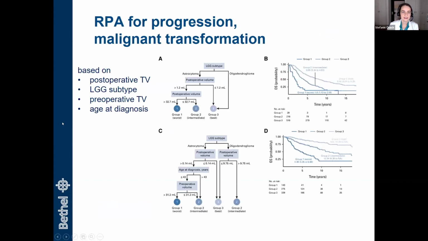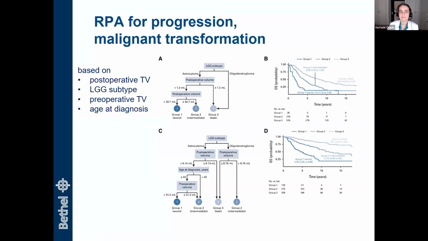They also checked the risk factors: post-operative tumor volume, LGG subtype, preoperative tumor volume, and age at diagnosis for progression and malignant transformation. We remember that many patients in this cohort had progression over that time, so the data are mature for that. And again, glioma subtype as well as post-operative, this should say preoperative, I'm pretty sure, preoperative and post-operative volume are the most important factors that they could find to differentiate progression-free survival in this grade 2 glioma group patients.